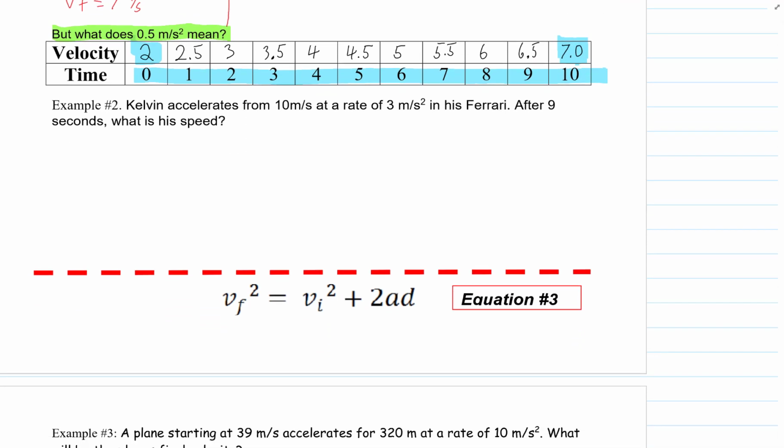Example number 2. Kelvin, quite a positive guy, accelerates from 10 meters per second, so there's a given, at a rate of 3 meters per second squared in his Ferrari. After 9 seconds, what is his speed? Okay, so we'll write down the givens. Vi is 10 meters per second. The acceleration is 3 meters per second squared. And the time is 9 seconds.